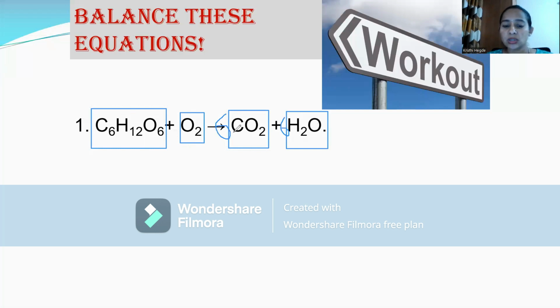6 oxygen, 6 twos are 12, 12 plus 6, 18 oxygen, whereas here 6 oxygen plus 1, 7, 8 oxygen. I need to make it 18 oxygen. So here, keeping that 6 aside, I need to have 12 more oxygen. So I'll put the number 6 here. 6 twos are 12, 12 plus 6, 18.